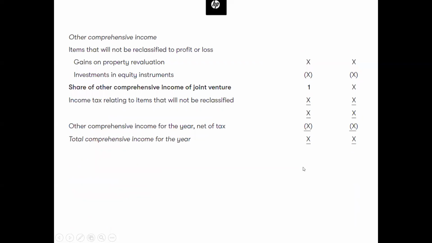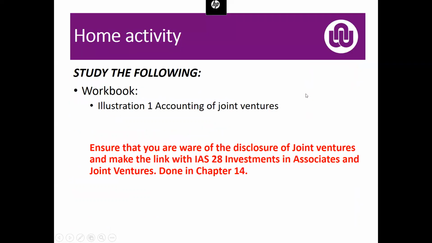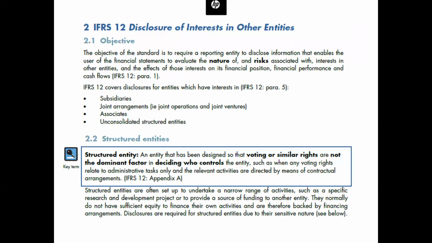Okay. And then in my disclosure, other comprehensive income, I will just show them the share of other comprehensive income, 1,000 separately for that part. And again, work through your illustration 1. Go and make sure you understand how this links up with chapter 14, investments in associates and joint ventures, and make sure you understand the bigger picture.